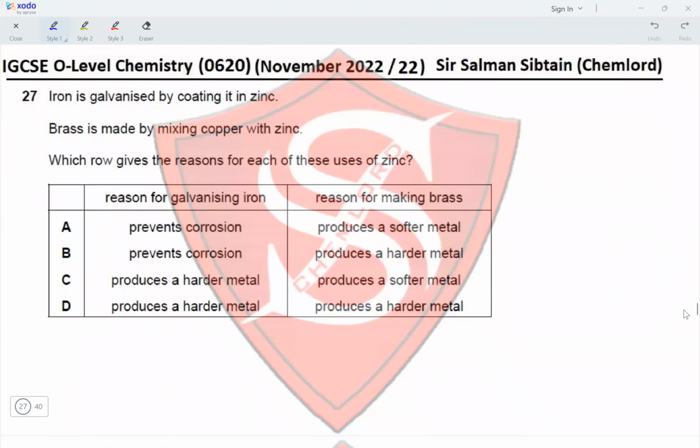Question 27. Iron is galvanized by coating it in zinc. Brass is made of mixing copper and zinc. Which row gives the reasons for each of these uses of zinc? Reason for galvanizing iron: it prevents corrosion, or it produces a harder metal. No, it prevents corrosion. This eliminates options C and D. And reason for making brass: it produces a softer metal. No, it produces a harder metal. So this eliminates option A, making option B the correct option for this question.